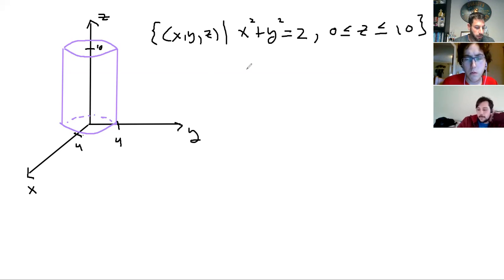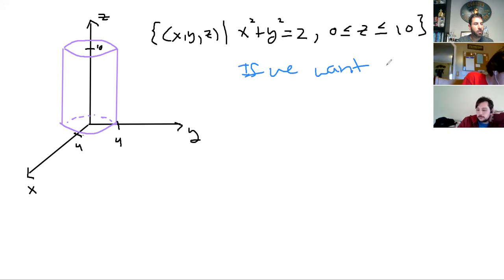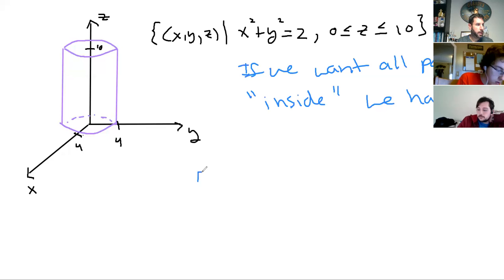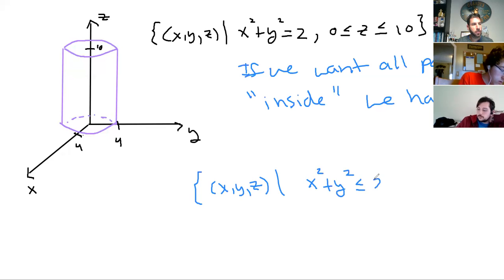Now, here's something else. If we want the solid, if we want all points inside, what do we have? Well, you'd have x, y, z such that... Now it would not just be the circle, it would be the disk that includes all the points inside of 2. Does anybody have a question?